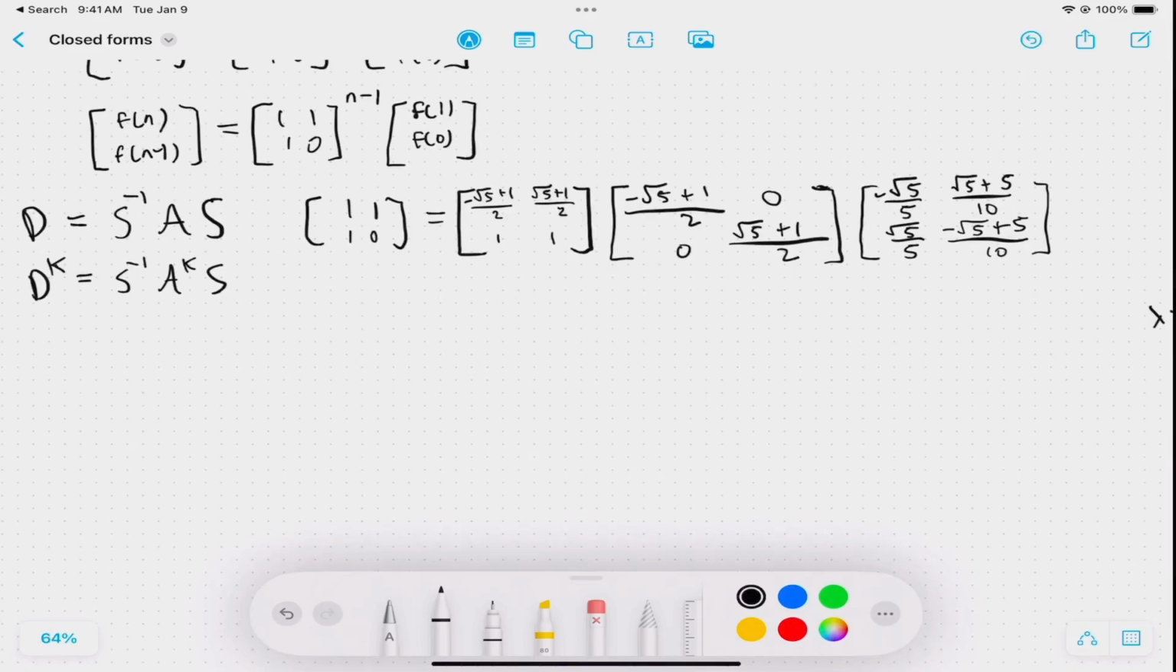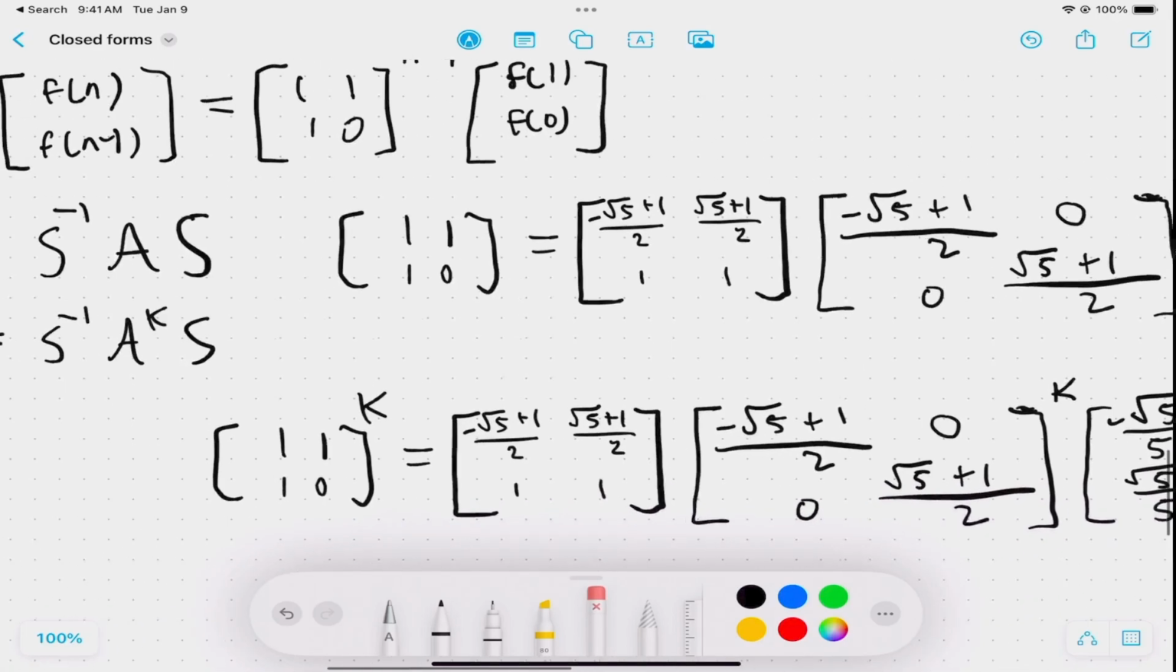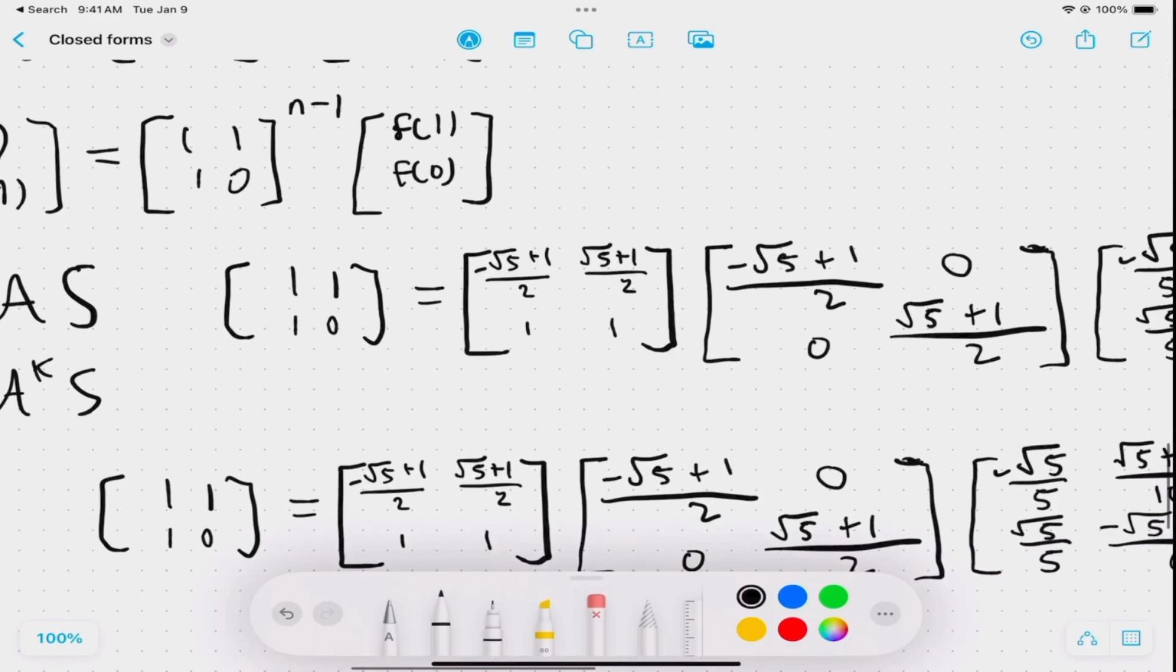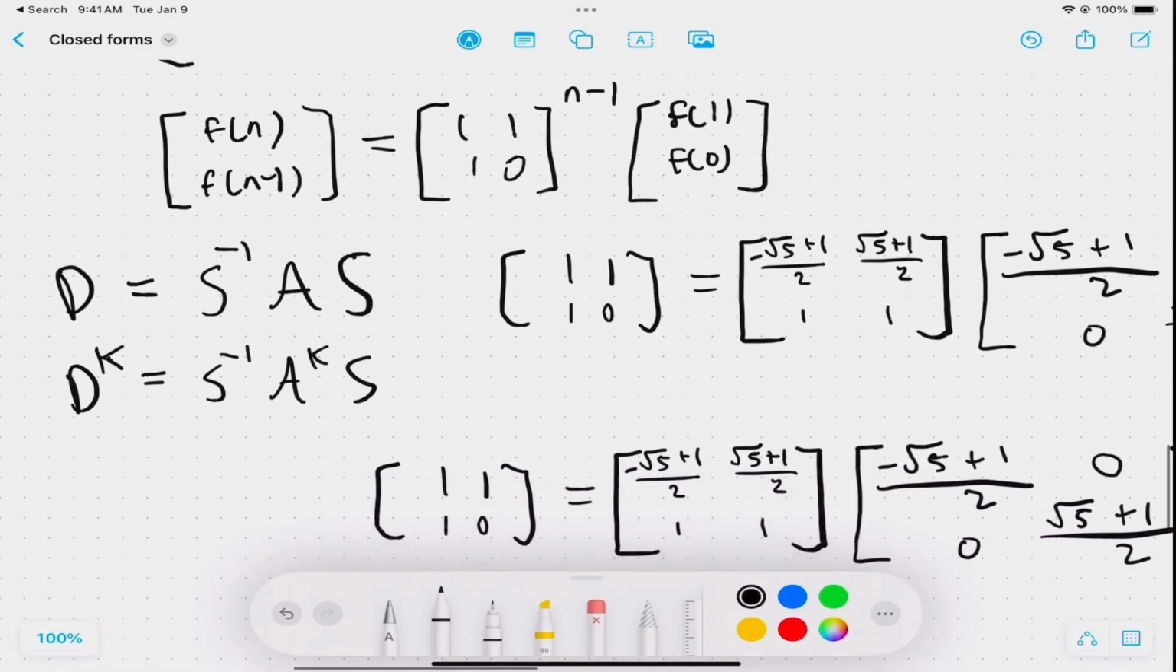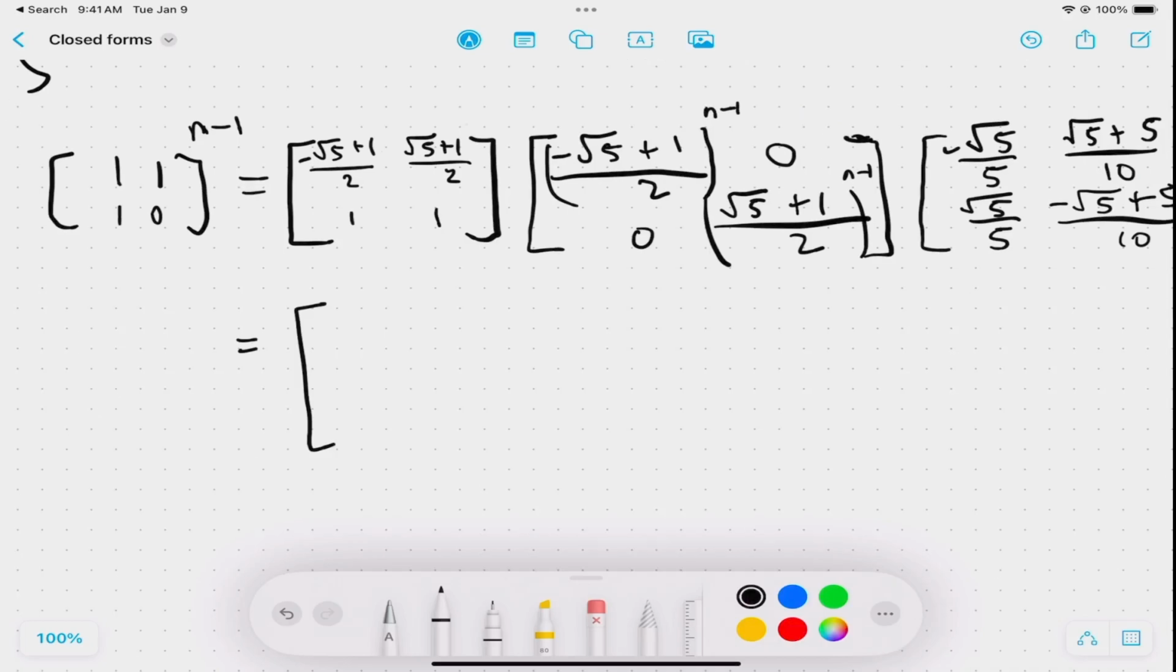Okay, so now we have the matrix decomposed into the 3 different ones, where this is the eigenvalues, the eigenvectors, and the inverse of the eigenvectors. If we raise it to the kth power, we only have to raise the middle matrix, the eigenvalue matrix, to the power of k. But in this case, we want it to be raised to the power n minus 1. This matrix raised to the n minus 1 power, we can just raise all of the entries to the n minus 1.